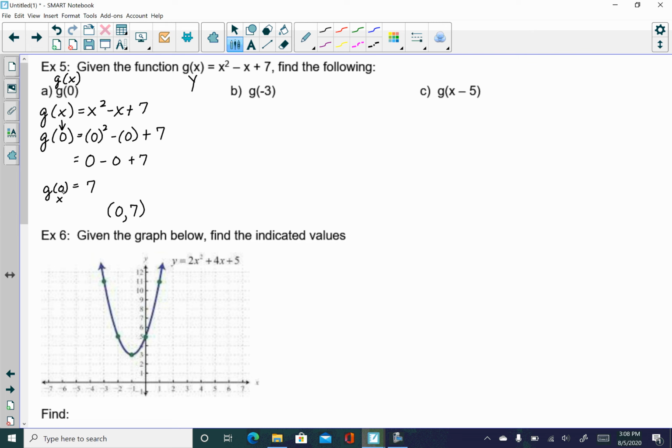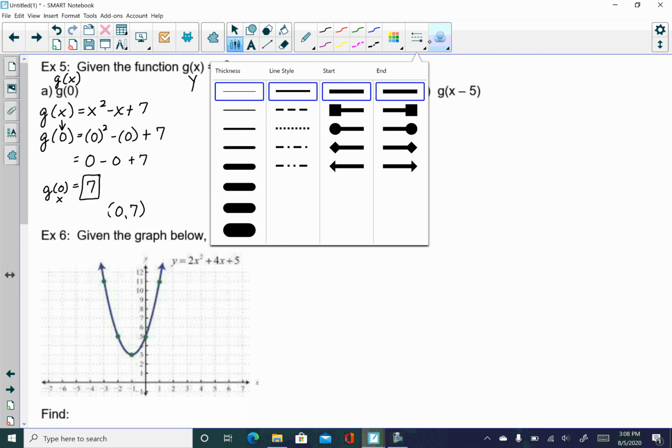So when we find g of 0 here, g of x, then the y value is 7. So (0, 7) is a point on that graph. Okay, but I really probably shouldn't even box that in. Technically here, your final answer is just the 7. But I just wanted to take that one step further, because that'll be something to build off of as we move forward.